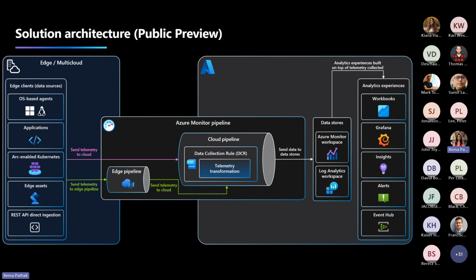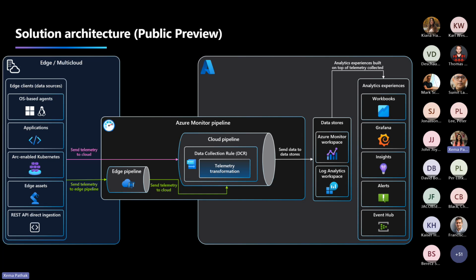And this is as of today. So when you emit, they are sent to cloud pipeline. Here you can perform some transformation using data collection rules, etc., and then send to respective stores for metrics and logs. And then you can build analytics on top of it using our visualization tool.